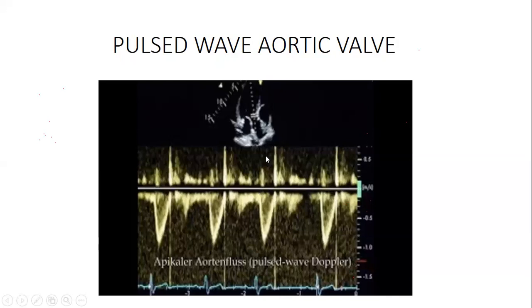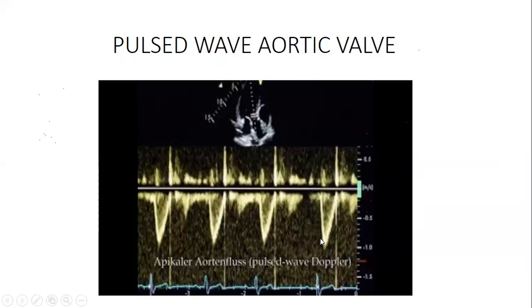It won't go up there. It will be below the baseline. But we know that it's the same blood flow, but it's a negative shift, and it gives you this typical sign. This is the normal flow of the aortic valve, commonly referred to as the dagger sign. Dagger as a knife, dagger sign. Okay, this is the common, it's a negative flow.